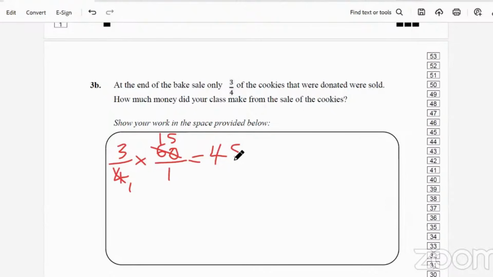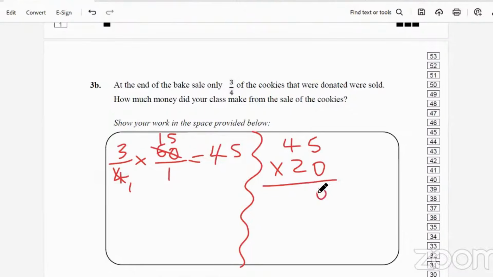Now we know that they were sold at $20 each. So 45 cookies sold at $20 each. So 45 times 20. We're going to multiply again, multiplying by double digits. 0 times 5, that's 0. 0 times 4, that's 0. Then we put our placeholder.